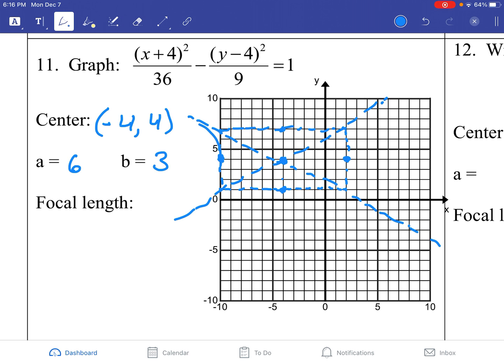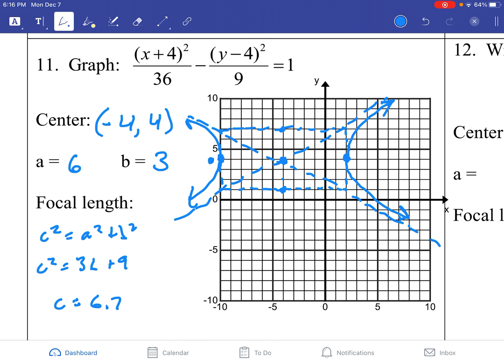Now this graph is going to be off the grid, which is fine. Notice the vertex parts of your hyperbola are on the points on the box. Finally, we're going to do focal length. We have c squared equals a squared plus b squared. So our c squared is equal to 36 plus 9. It's ugly, but the square root of 45 is 6.7.